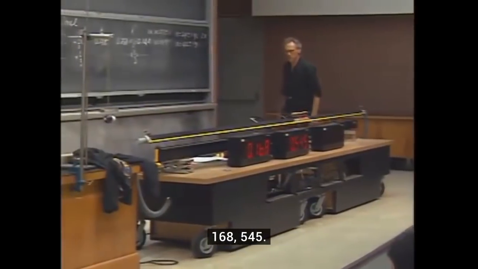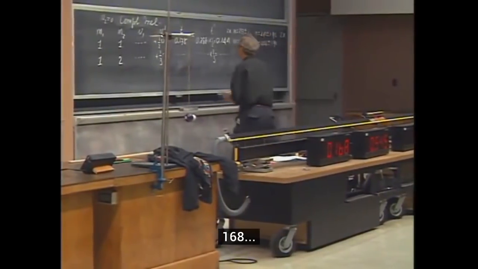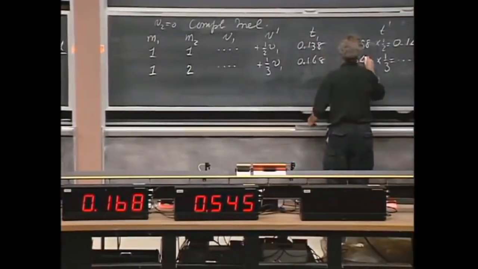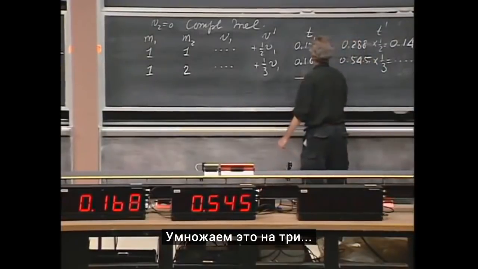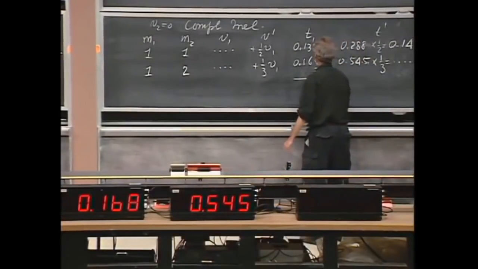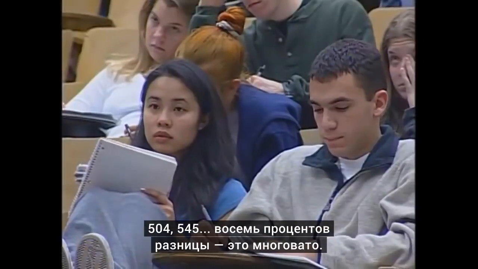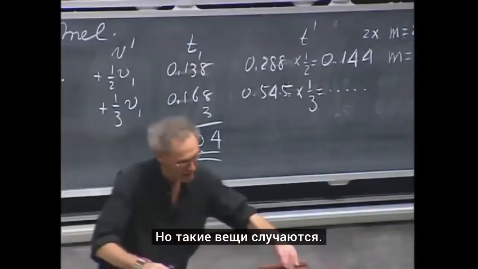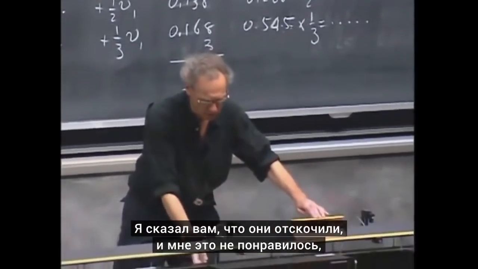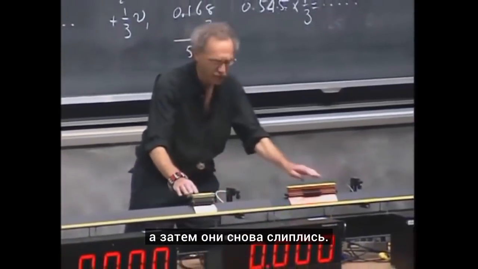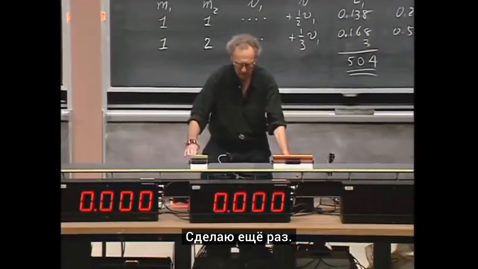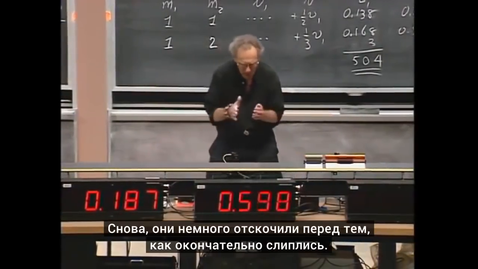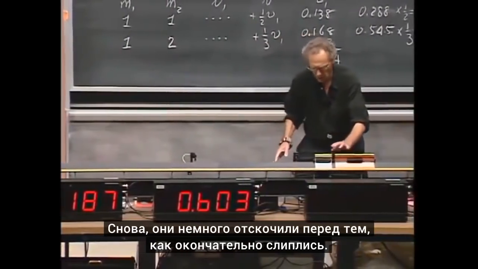168, 545. Multiply this by 3. 504, 545. 8% difference is a little high, but these things can happen. I told you they bounced. I didn't like that. And then they got stuck again. I will do it once more. Maybe I'm a little bit luckier. Again, they bounced a little before they finally merged.